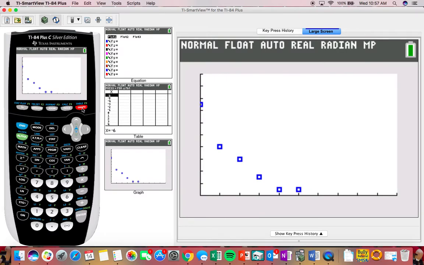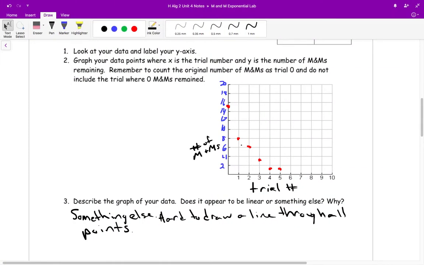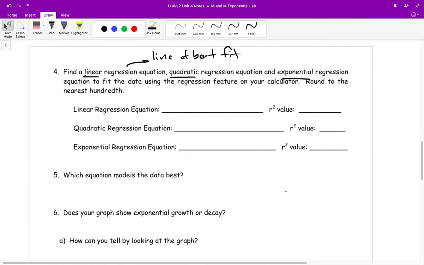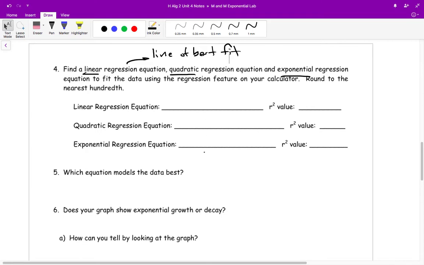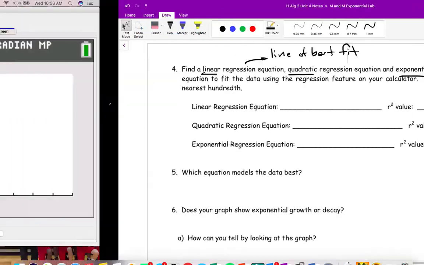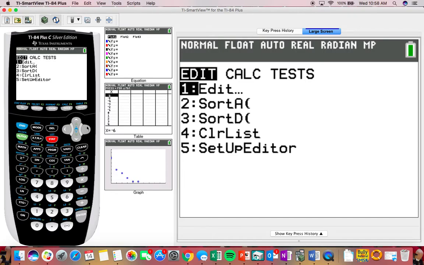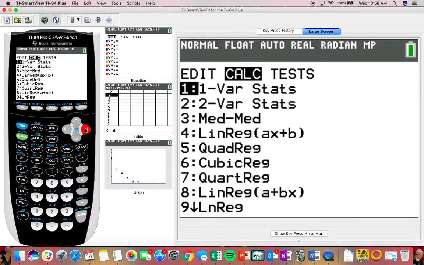All right, very cool. If you compare the two, here's what this one looks like, and here's what my graph looked like. And they look, to me, almost exactly the same. It's kind of cool. Now let's talk about those actual equations, because remember what we are looking for: a linear, quadratic, and exponential regression equation. Let's start with linear regression. To get to linear regression on your graphing calculator, go to Stat, over to Calc, and then look for something that says linear regression, which, hey, there it is.